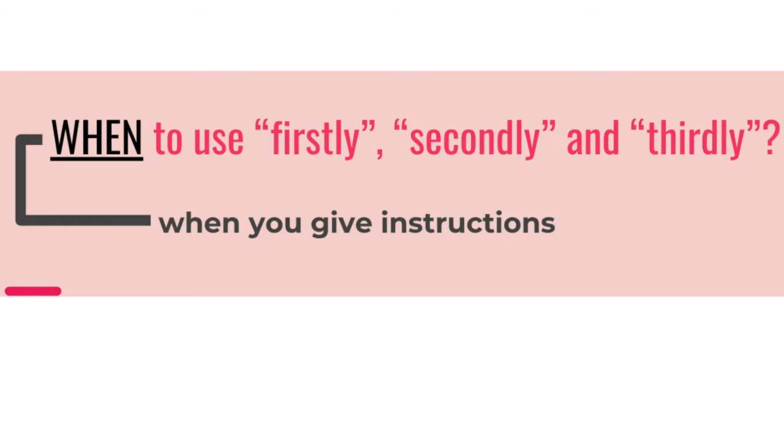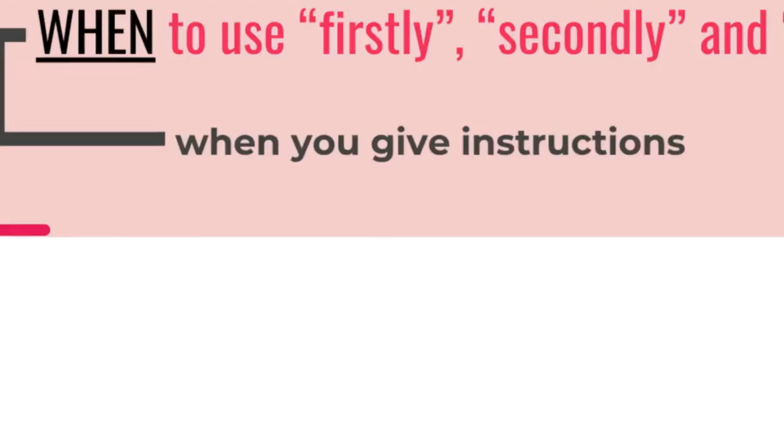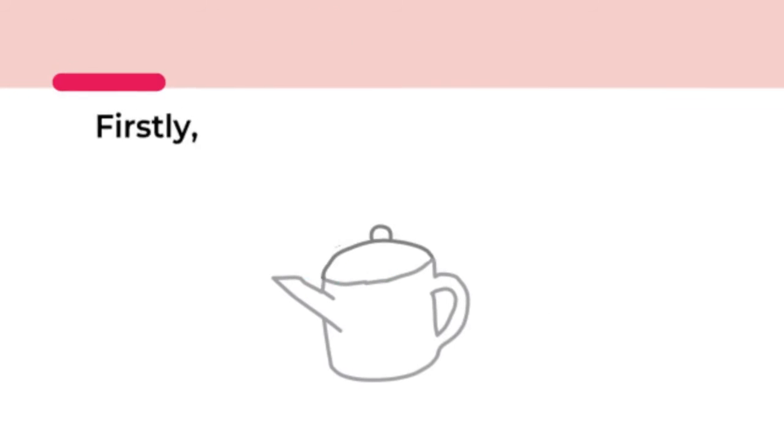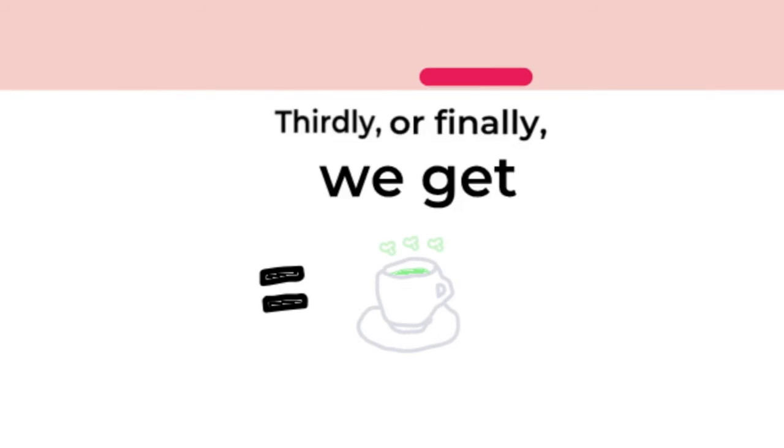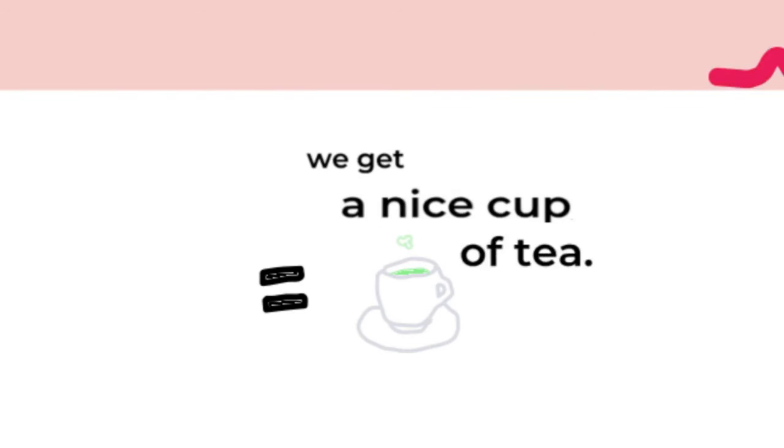So when do you use firstly, secondly, and thirdly? When you give instructions. Like firstly, boil water. Secondly, add the tea bag. Thirdly, or finally, we get a nice cup of tea.